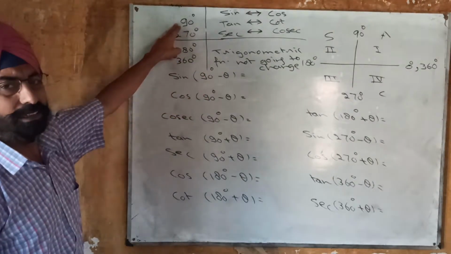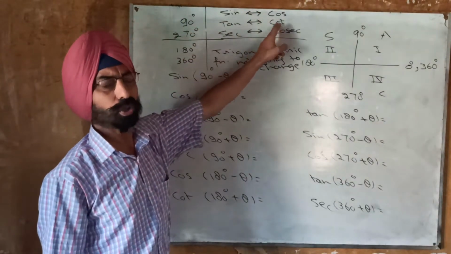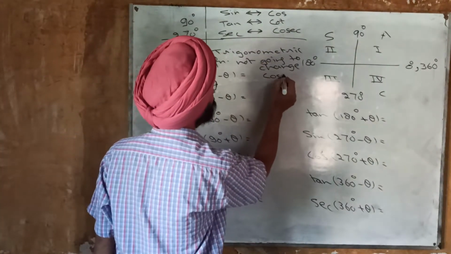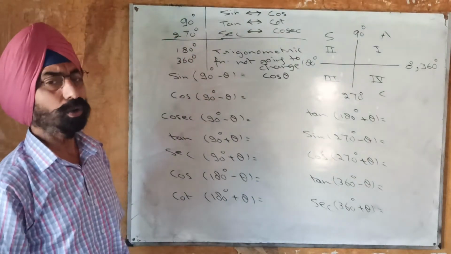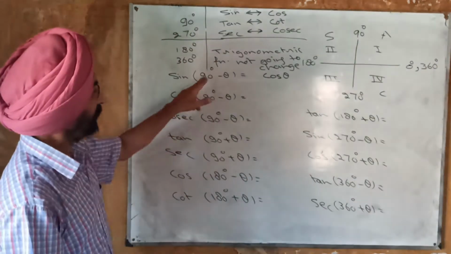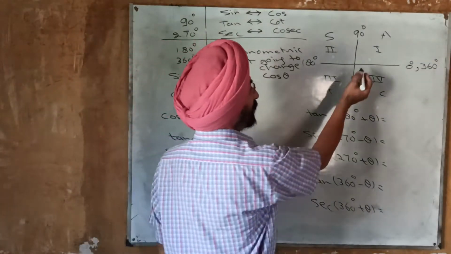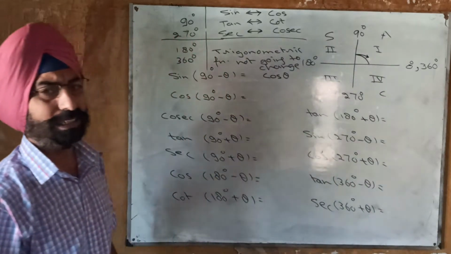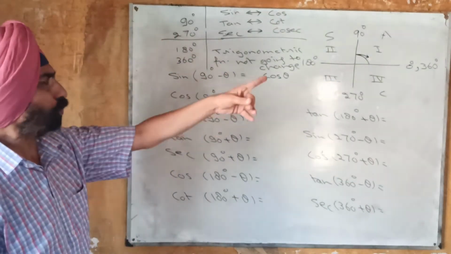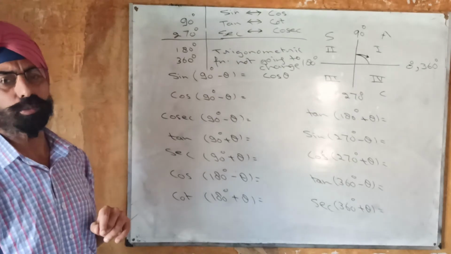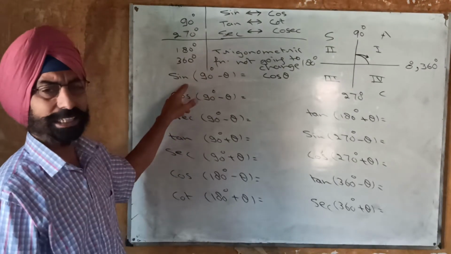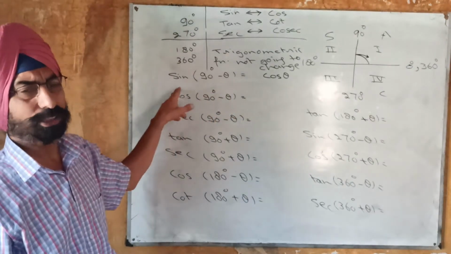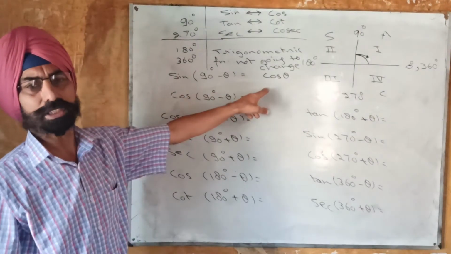So in case of 90, we know that sine is going to change to cos. So this sine 90 minus theta will become cos theta. Now what about the sign, positive or negative? For sine 90 minus theta, you are starting from 90 and then going back by theta, so you will be in the first quadrant. And in the first quadrant, since all the trigonometric functions are positive, sine will also be positive, so your answer will be cos theta.